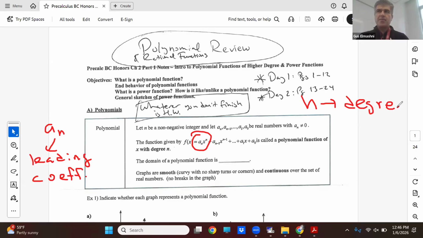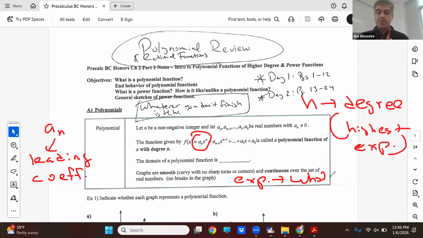So it's all coming back to you guys. And that's the highest exponent. And the exponents are always whole numbers. So for a polynomial function, the exponents are always whole numbers. So no negatives, no decimals, just whole numbers. Technically the exponent could be zero. If it is, then guess what? You just have a constant, right?